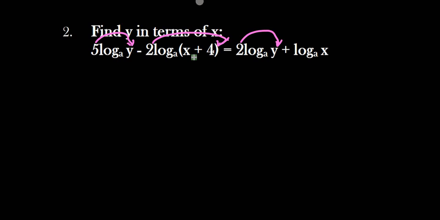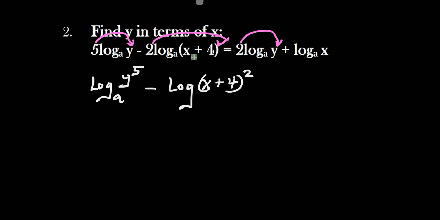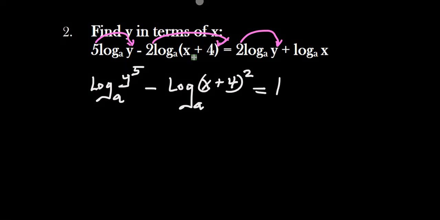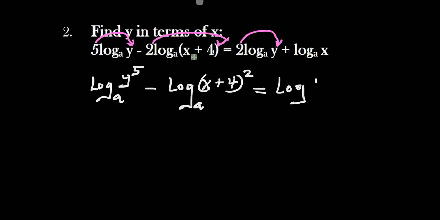So once that happens, then this will become log y to the 5th power to base a minus log x plus 4 squared to base a equal to log y squared to base a plus log x to base a.